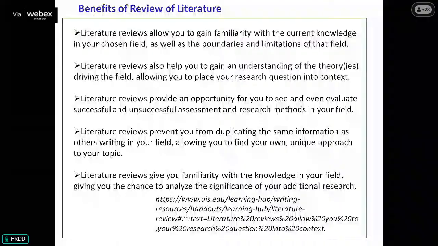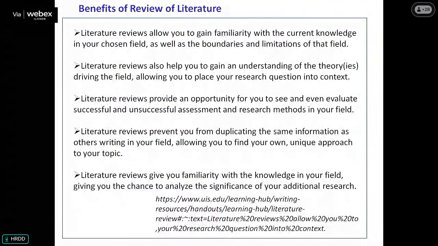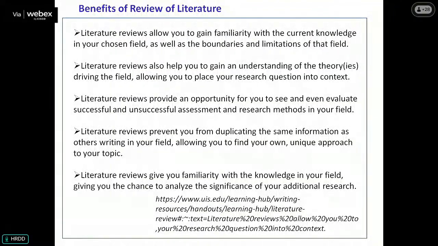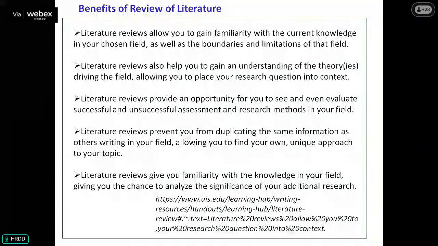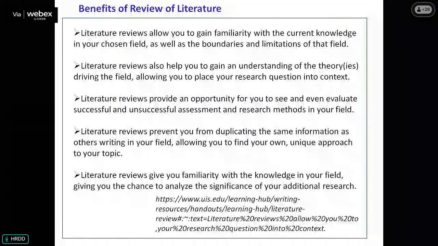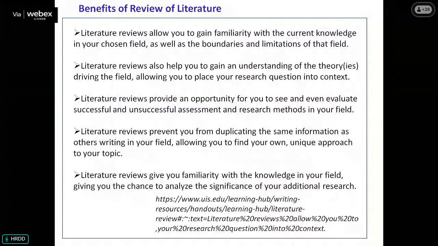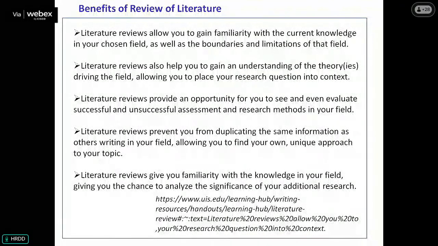So right now you start, and there was a lot of confusion. It's not about the subject being low or high; any topic you take, any subject you take, you give effort, you do a literature survey, you will become familiar, and then we'll come into research design. You follow those protocols, you will excel. That's as simple as that. Literature review also helps you get an understanding of the theories driving the field. So what are the theories which are driving the field, right? Those you will become familiar with, allowing you to place your research question into context. Theories are very important, right?